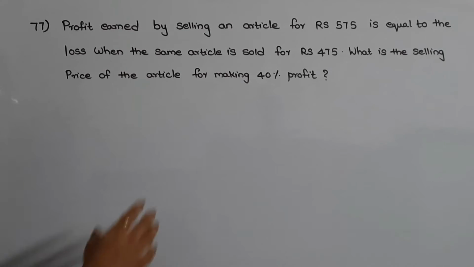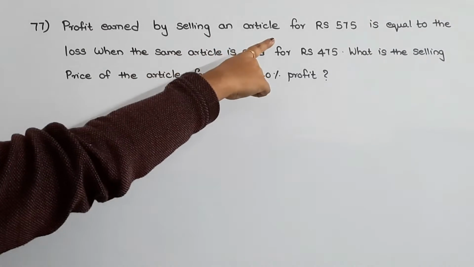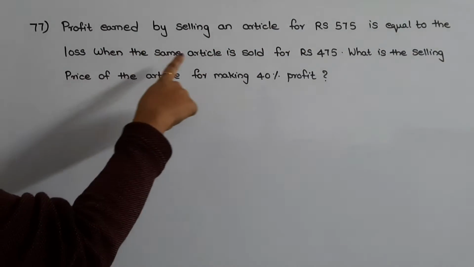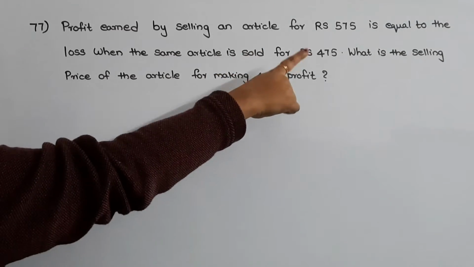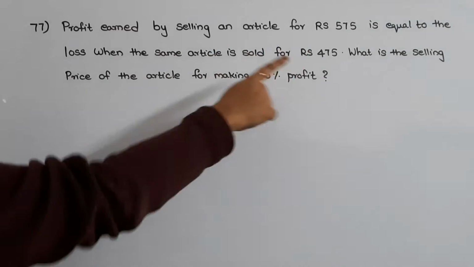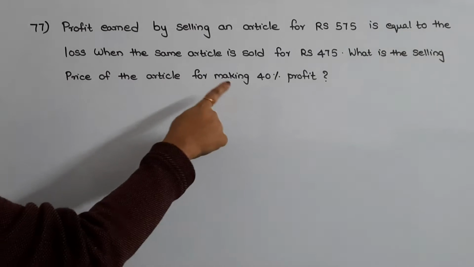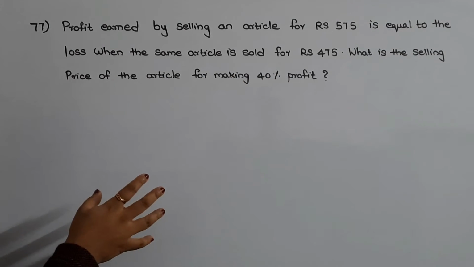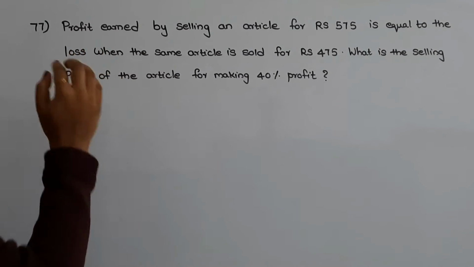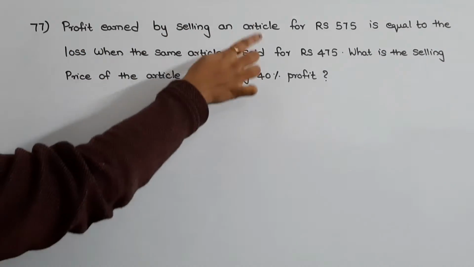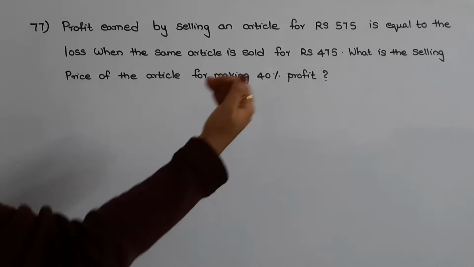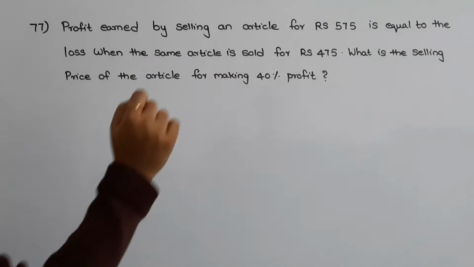The next question is, the profit earned by selling an article for rupees 575 is equal to the loss when the same article is sold for rupees 475. What is the selling price of the article for making 40% profit? In this question they are telling that the profit is equal to the loss and the selling prices in both the cases are given. So we need to find out the selling price when the profit percentage is 40.